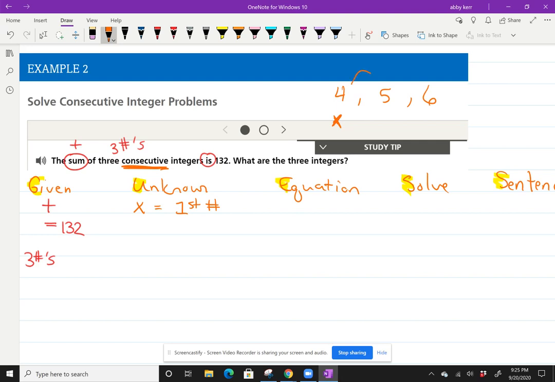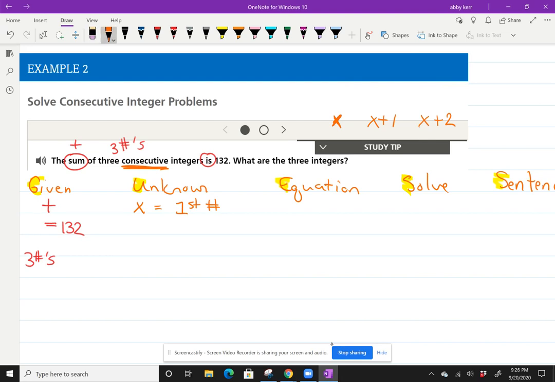Now what would I have to do to get to 5? You would have to add 1, because 4 plus 1 is 5. Now if we go from 4 all the way to 6, 4 plus 2 gets us 6. So then it's x plus 2. Now, 4 plus 5 plus 6, that's nowhere near 132. But the cool thing is, these numbers are interchangeable as long as they are consecutive.